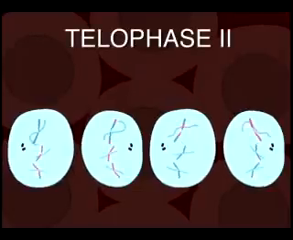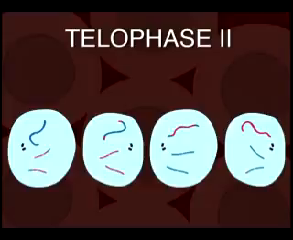In telophase 2, the 2 daughter cells split apart via cytokinesis, and we've got 4 new cells. These are gamete cells, or sex cells, otherwise known as sperm and egg cells. Notice that each of these cells has only 3 chromosomes, whereas the original cell had a total of 6 chromosomes. Gamete cells are haploid, or half the number of the original.